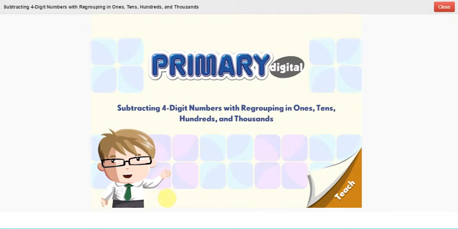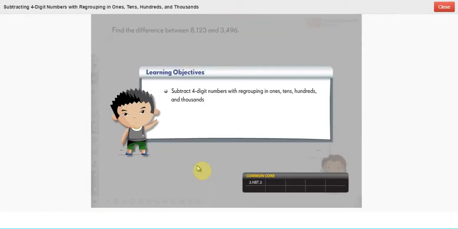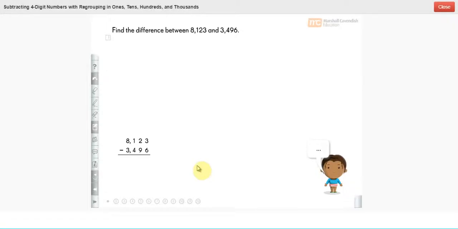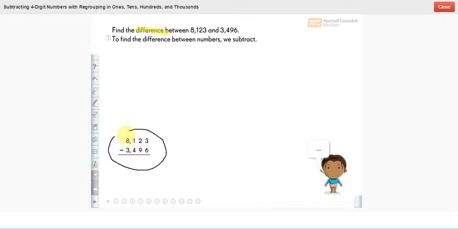First, we'll show the Teach resource to our students. We'll explain that we're going to learn how to subtract 4-digit numbers with regrouping. We're going to be looking at segment number 1 first. I'll have the discussion with my students about difference and how we can find the difference. And when I'm ready, I can show my students that to find the difference between numbers, we subtract. Okay, we can also show our students that we can represent the problem vertically.